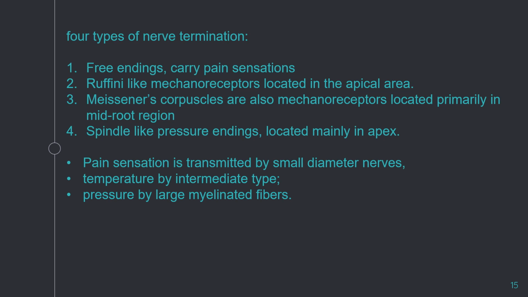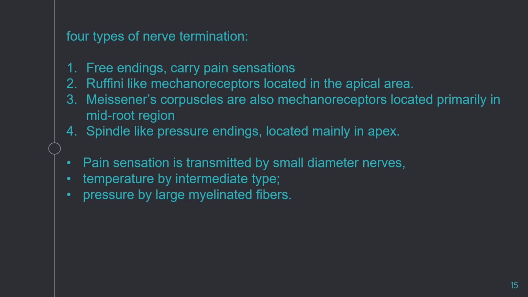There are four types of nerve terminations which are present, which is important for the sensations. One is the free endings. These carry pain sensations. There are Ruffini-like organs. These are mechanoreceptors, which are present at the apical portion of the tooth, and these are Meissner's corpuscles, which are also mechanoreceptors. It is also present in the middle portion of the root region.